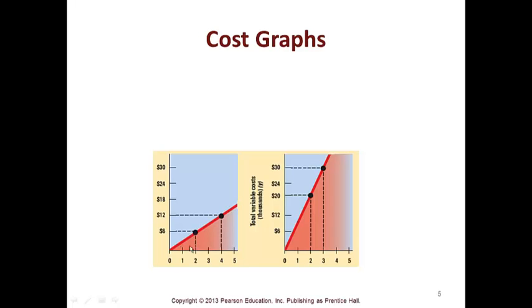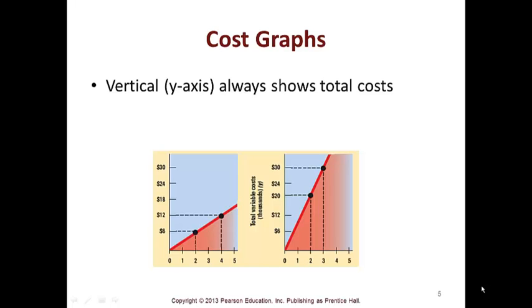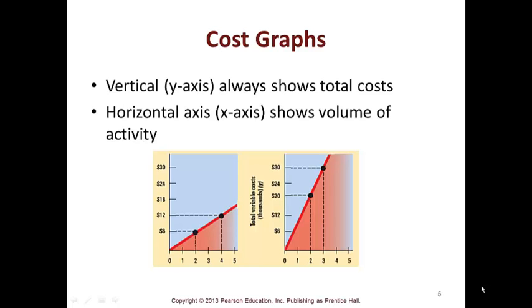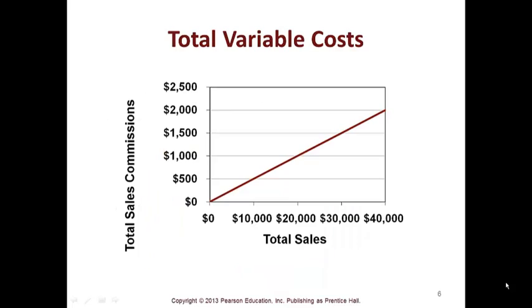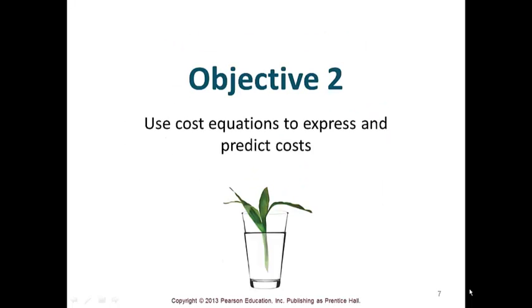Here's a cost graph. So you can see it's got a slope, and as the volume goes up, with the dollars on the side, you're going to get that nice slope of a graph. The vertical axis always shows total cost, and the horizontal axis shows the volume. So here's your total volume and here's your total costs. Here's another picture of a total variable cost. You show sales along the horizontal and sales commissions along the vertical, and then they go up in relation.